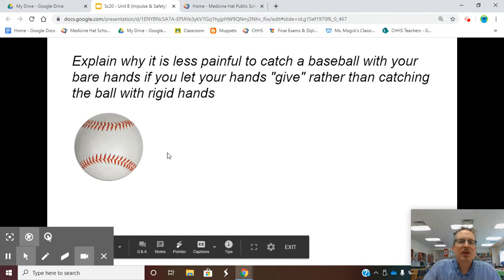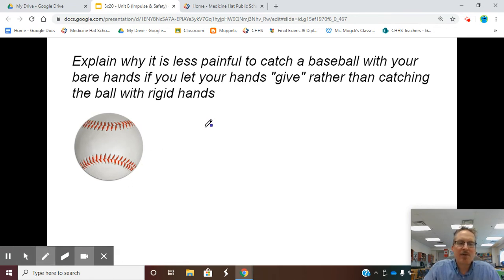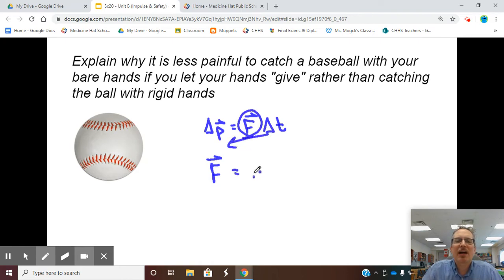What I want us to remember is that the formula for impulse is change in momentum equals force times change in time. Well, if we're trying to figure out why the force is less, then let's move the formula around. So we're solving for force. So we're going to have momentum or impulse divided by time. And this is an important concept to think about.